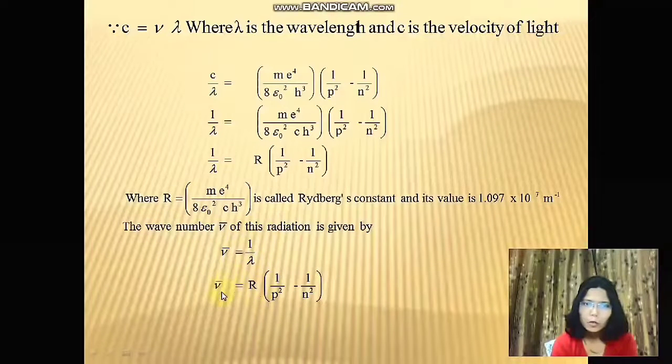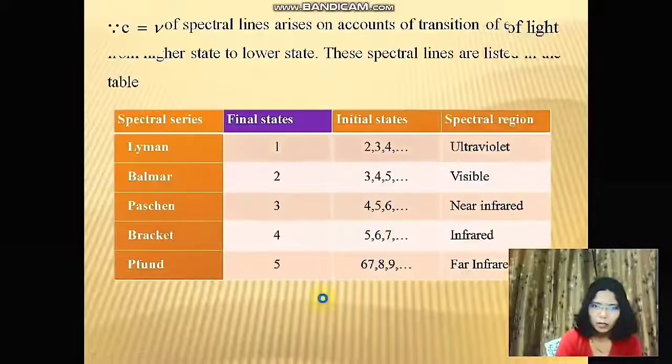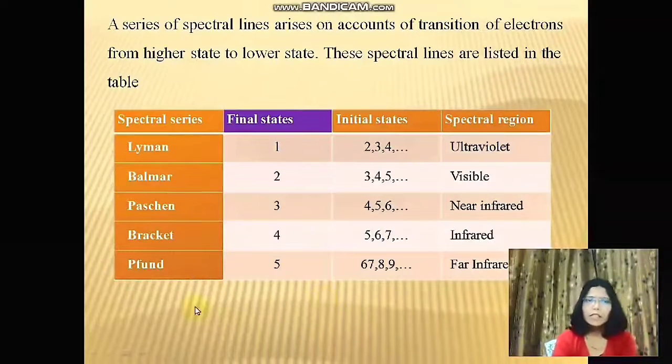We know the value of 1 upon lambda, so v bar is equal to R into 1 upon p square minus 1 upon n square. The series of the spectral lines arises on account of transition of the electrons from the higher state to the lower state. These spectral lines are listed in this table. For the Lyman series, the final state is 1 and the initial states are 2, 3, 4 and so on, and the spectral region is ultraviolet.